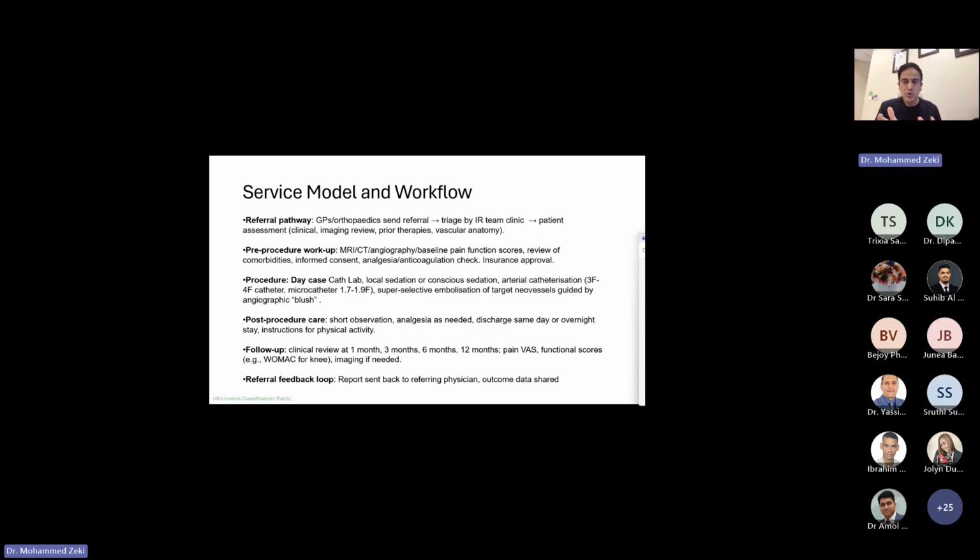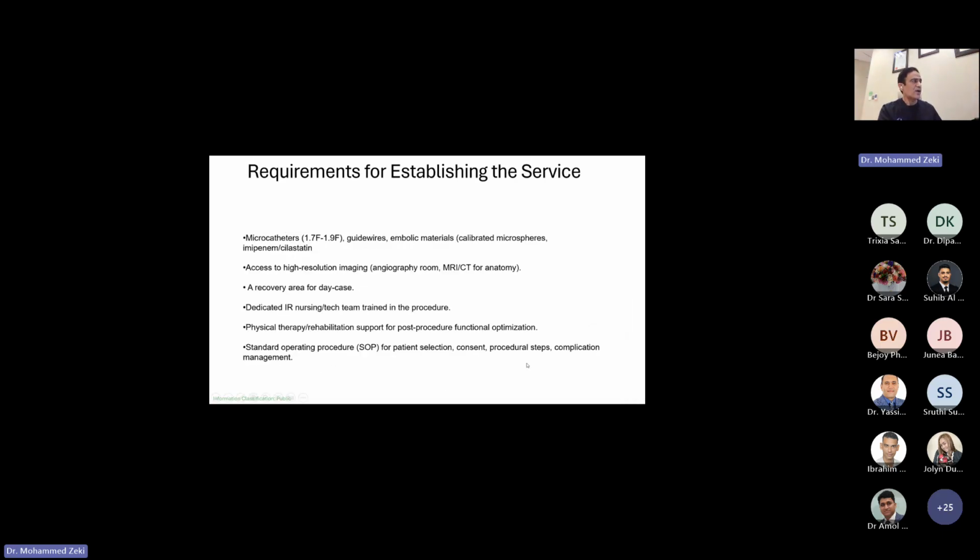Once we've done the procedure, the patient will go back to the referring physician or the referral unit or hospital. The requirements for service are already here: the instruments, the angio room, the recovery area, IR skill, and also we have physiotherapy, because sometimes it can be combined. We can give them this pain relief, then they go to physiotherapy and have more intensive physiotherapy for their condition. And there will be a standard operating protocol on the intranet.